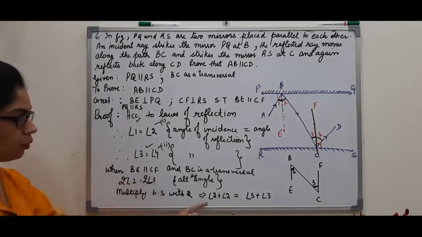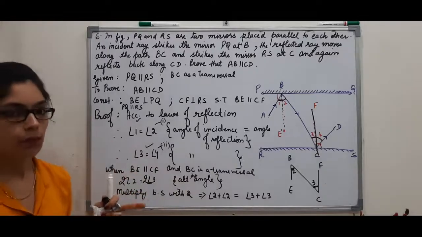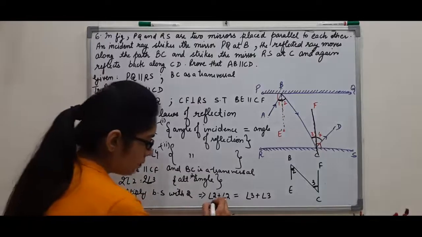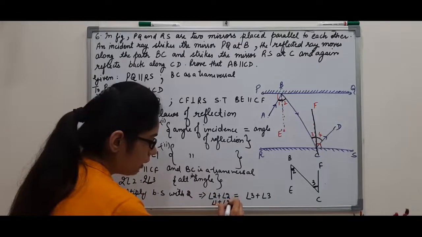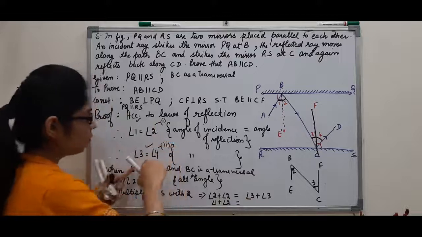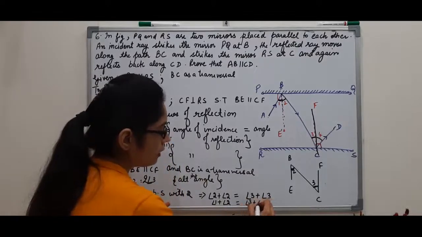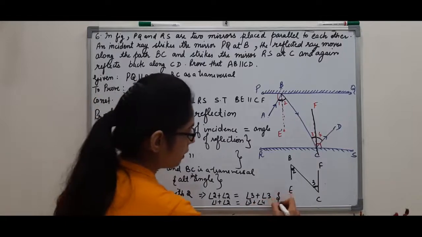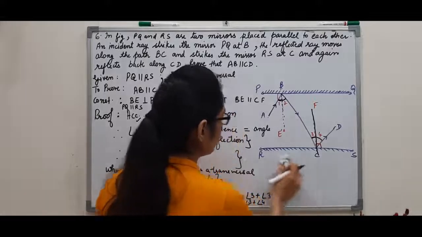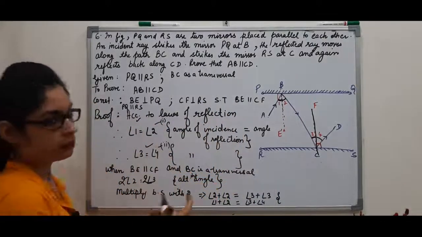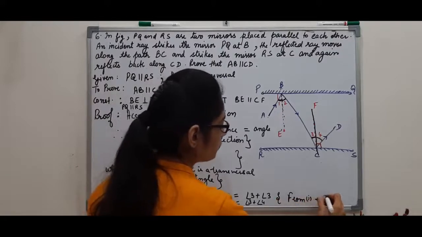Now we got angle 2 plus angle 2 and angle 3 plus angle 3, and we know that angle 1 is equal to angle 2. So just replace one angle 2 with angle 1, and here we know angle 3 is equal to angle 4, so replace one angle 3 with angle 4. So here we can mention also from 1 and 2, because we have already named these two equations as 1 and 2.